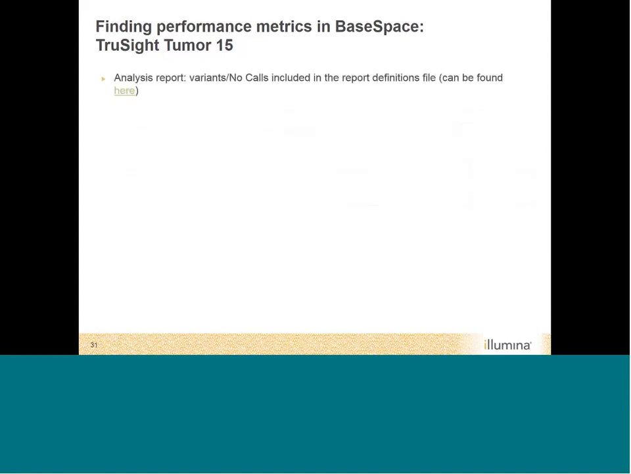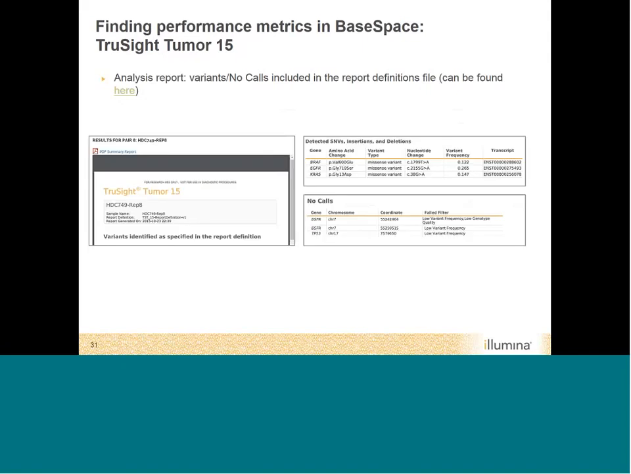TrueSight Tumor 15 also gives you an analysis report that contains the variants and the no-calls for a specific subset of variants that are contained in the report definitions file. And I'm providing a link here to this file. So this is what that report looks like. It's in PDF form, and it is essentially a summary that goes over specific variants, what they are, what the frequency is, something that you can download, use, very nicely summarized.